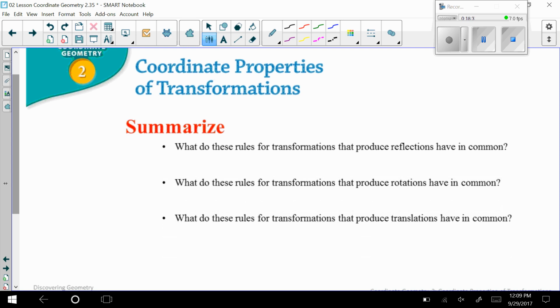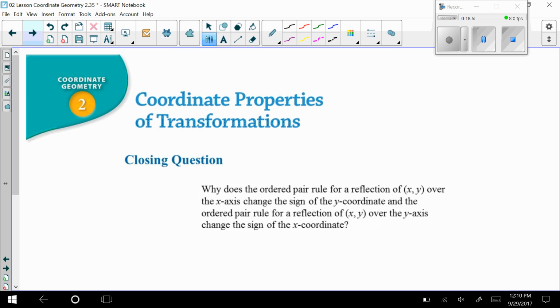But what I do want you to answer is the summarized questions. So what do the rules that we talked about, the 3 rules for transformations that produce reflection? Actually, you know what? We'll talk about this in class. And actually, all 3 of these summarized questions we will talk about in class, because we need to do that activity before we talk about them. And same with the closing question. We'll talk about the closing question in class as well.